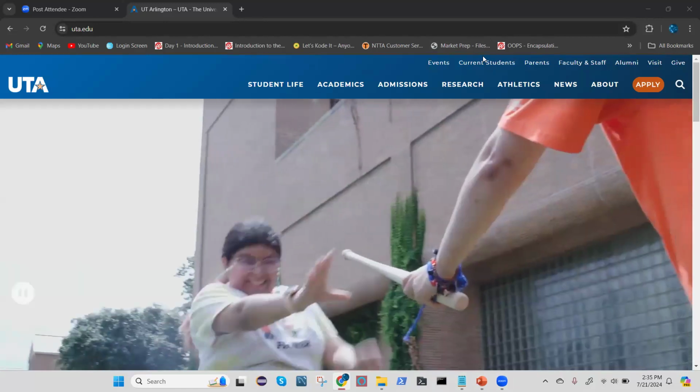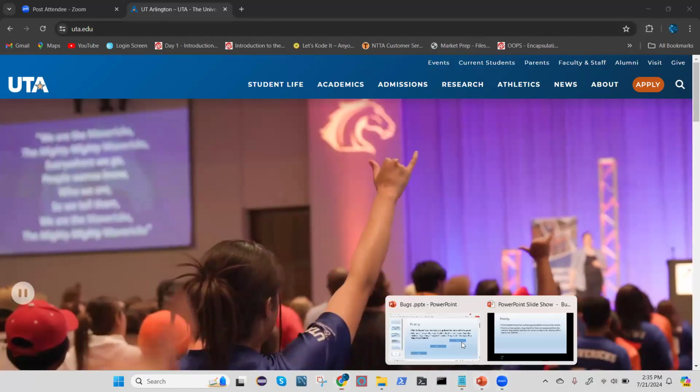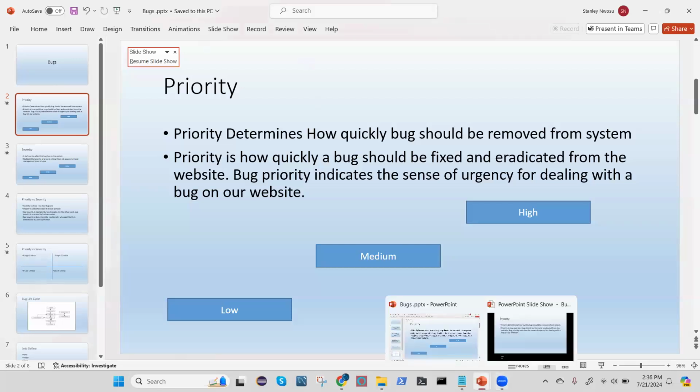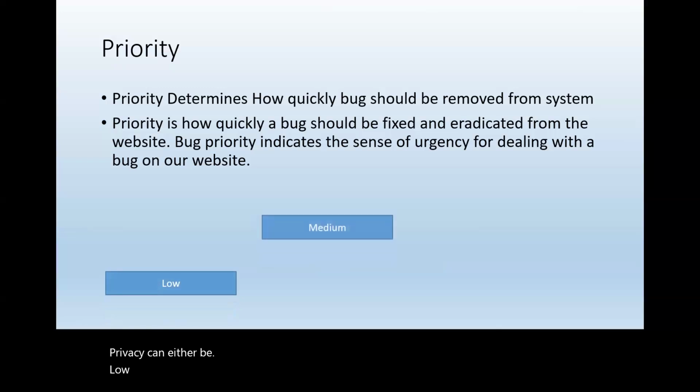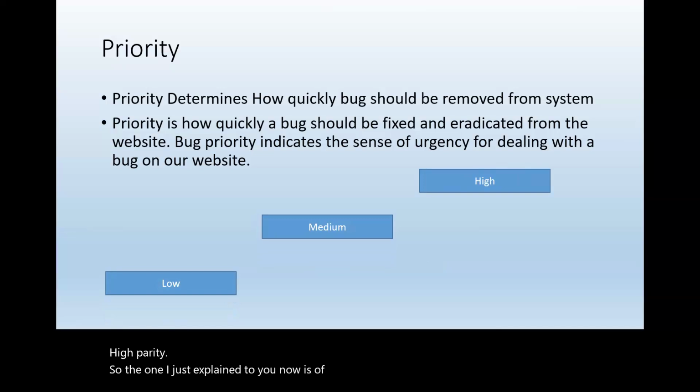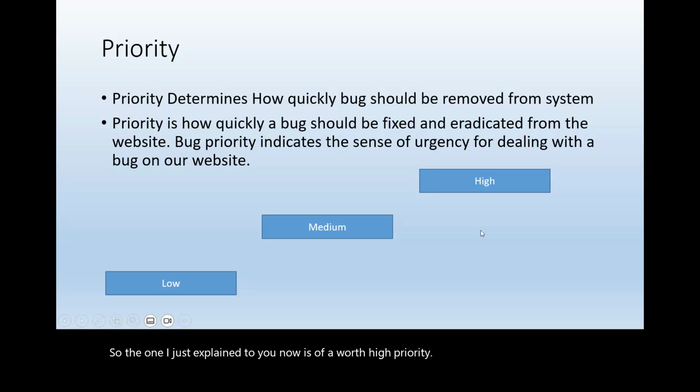Now, priority can either be low priority, medium priority, or high priority. So the one I just explained to you now is of what? High priority. Who determines that? The client, because they gave you a job to do.